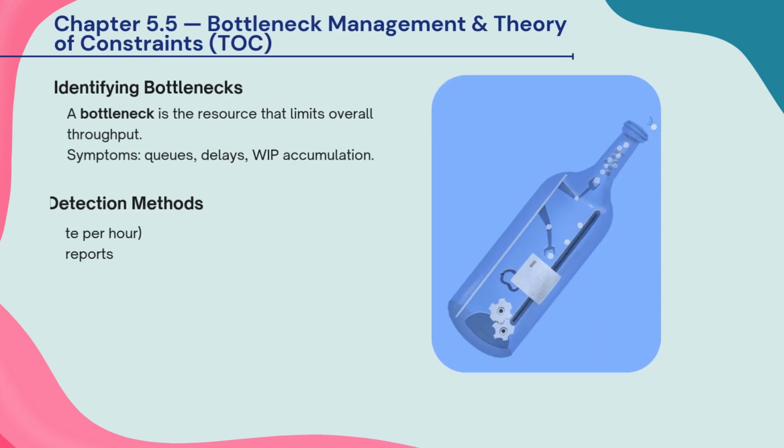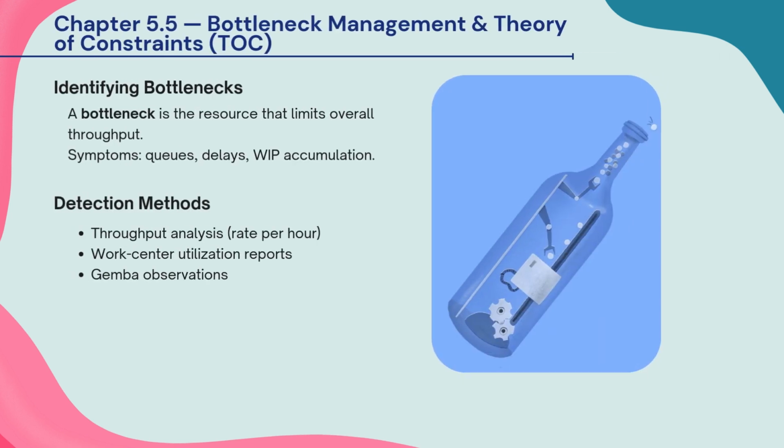A bottleneck is the resource that limits overall throughput, and you can spot it through symptoms like queues, delays, and WIP buildup. Common detection methods include throughput rate analysis, utilization reports, and direct Gemba observations. Identifying the bottleneck is the first step toward improving flow.